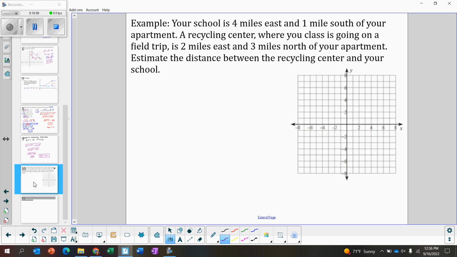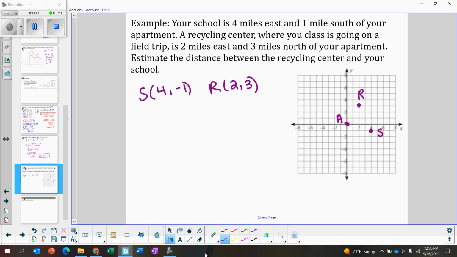For our last problems, we have some word problems. So your school is 4 miles east and 1 mile south of your apartment. So assuming our apartment is at the origin, A for apartment, the school is 4 miles east, so that's 4 to the right, and 1 mile south, so 1 down. So our school is at 4, -1. And then it tells us a recycling center, where your class is going on a field trip, is 2 miles east and 3 miles north of your apartment. So 2 east and 3 north would be the recycling center. So that would be 2, 3.